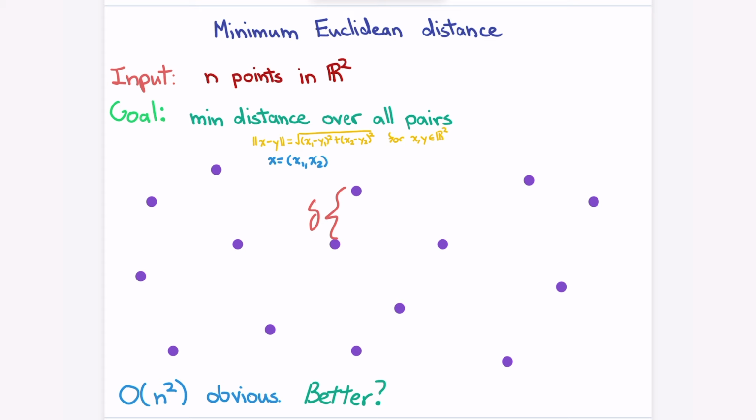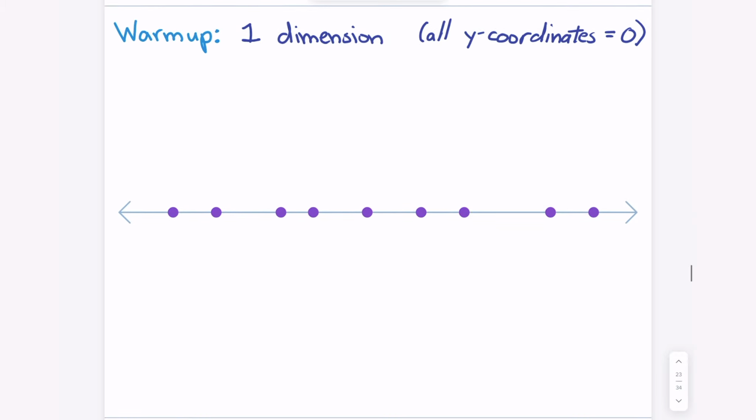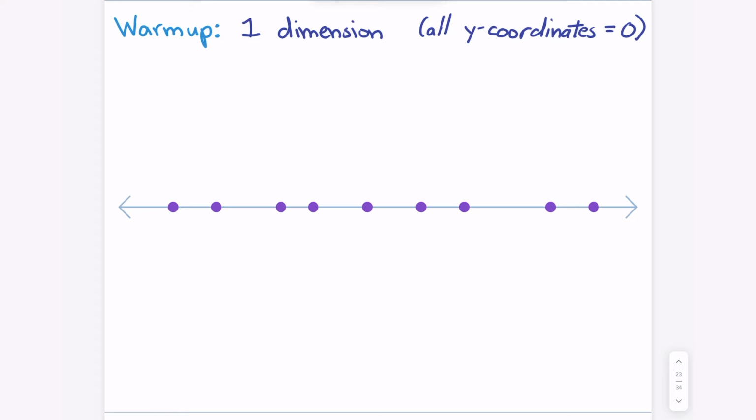Okay. But does the question make sense? I give you points in a plane. You want to find the closest pair of points. Good. You can imagine this being practical in lots of cases.